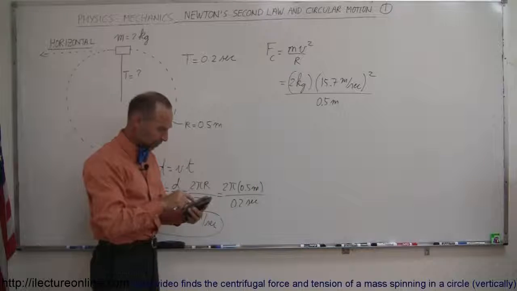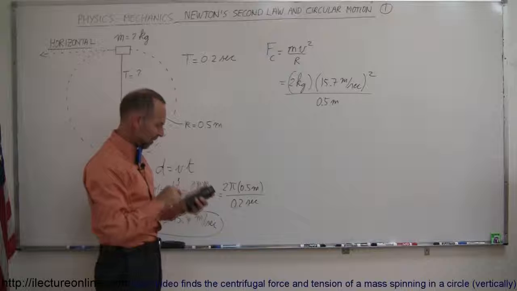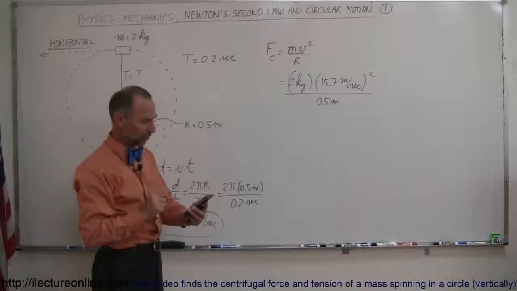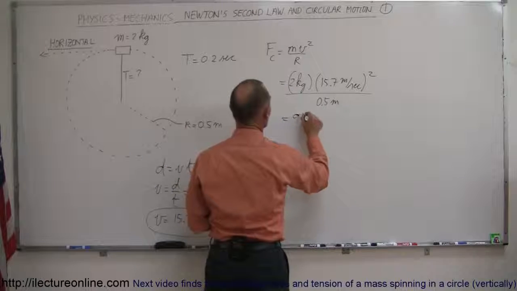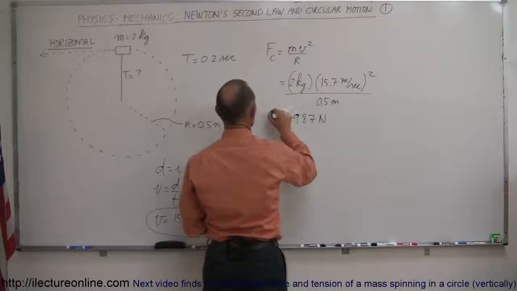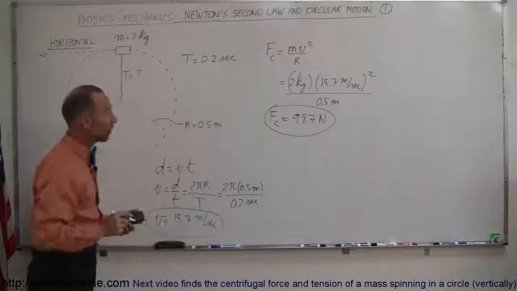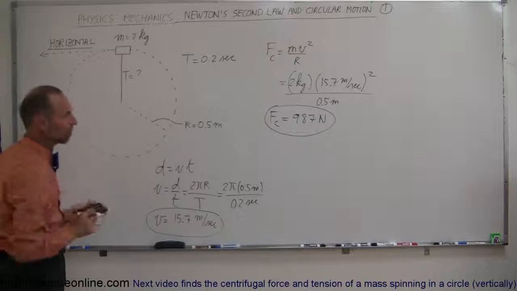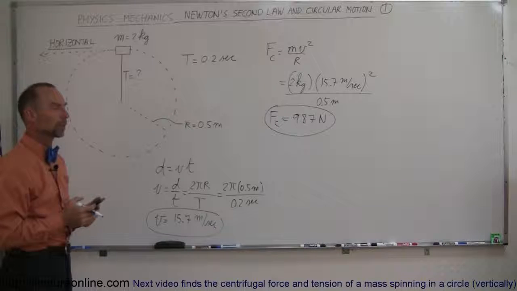So let's square this number. Times 2 divided by 0.5 equals, and wow, quite a bit. That requires a force or a tension of 987 newtons. 987 newtons. So that's the force required to keep it going around a circular path, and that would then be known as the centripetal force. That's why the little c is there, F sub c, or centripetal force, 987 newtons.